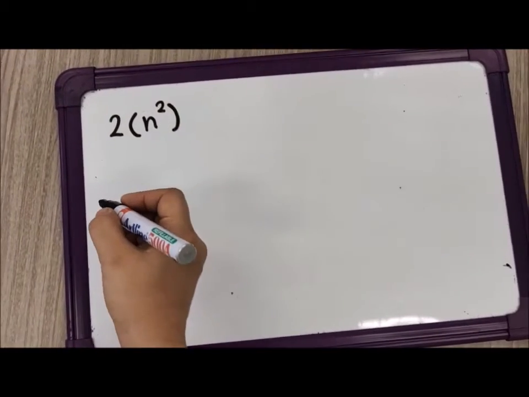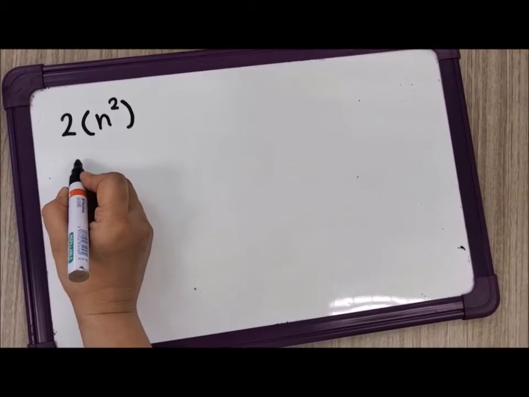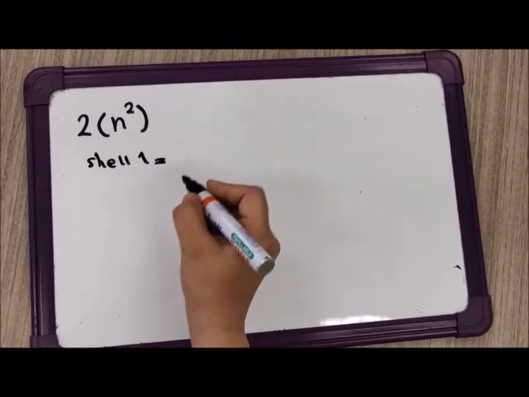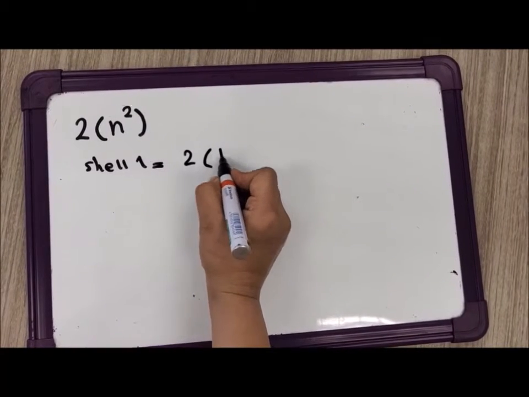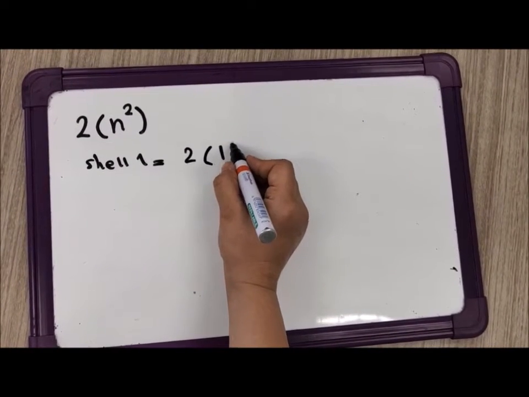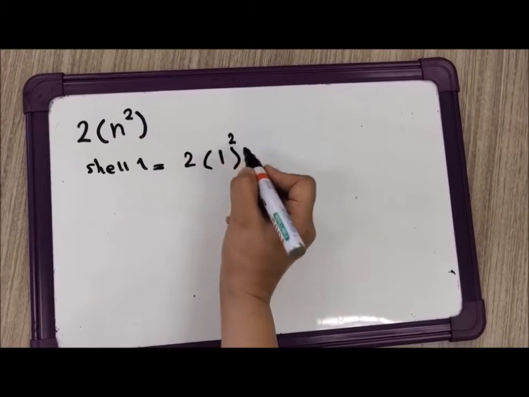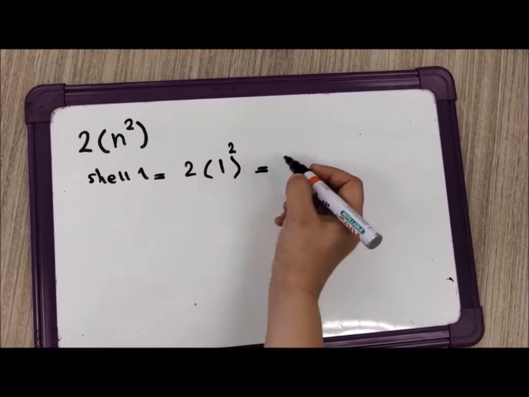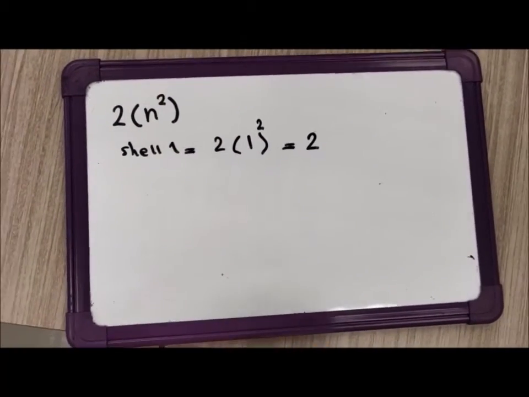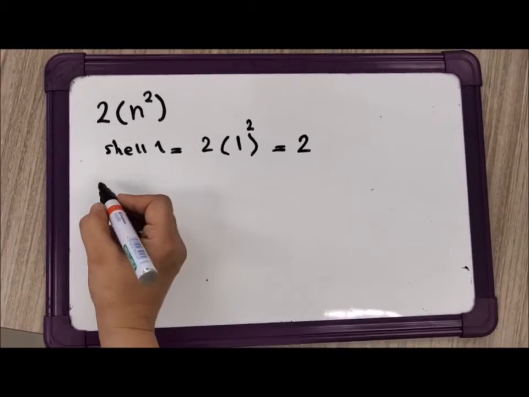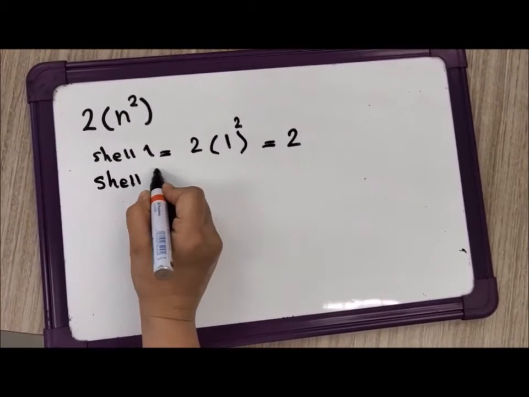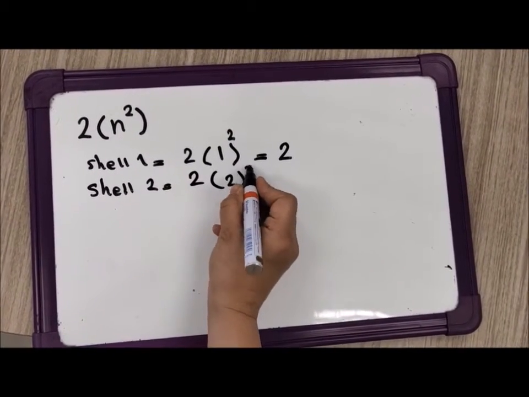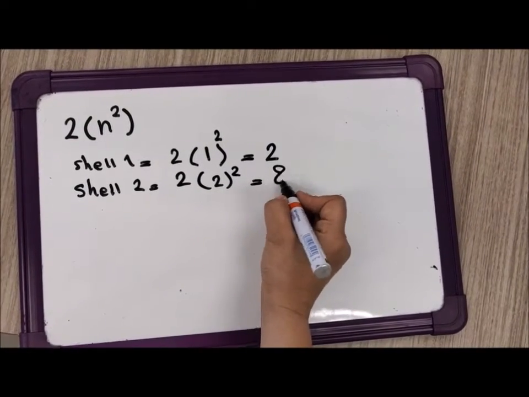Now, I give you an example. On shell 1, the maximum number of electrons it can hold is 2 times n to the power 2, where n is the principal quantum number. So this becomes 1 times 1 times 2, which is 2. So the maximum number of electrons it can hold is 2. For shell 2, 2 times 2 squared comes to 8.